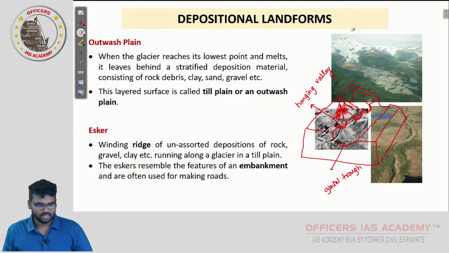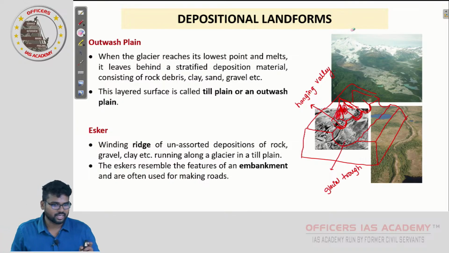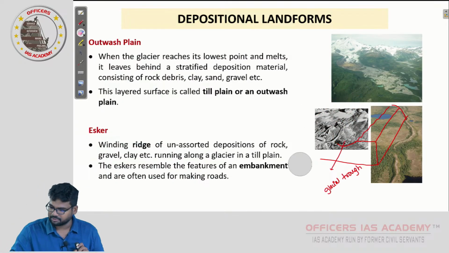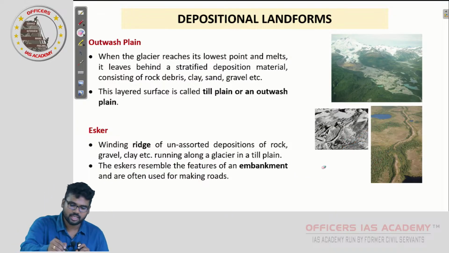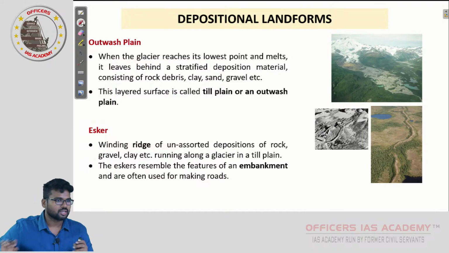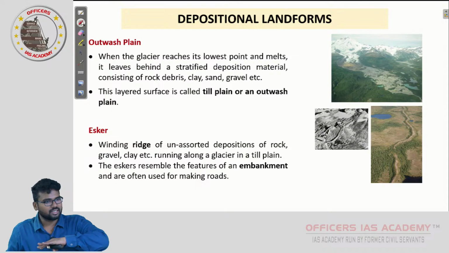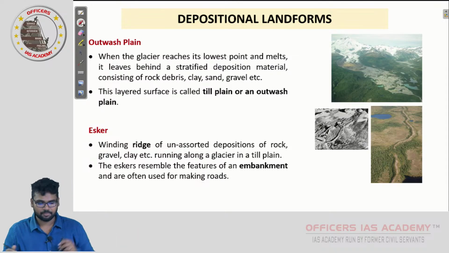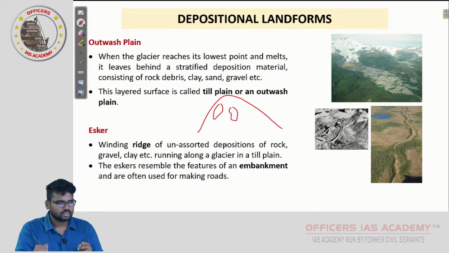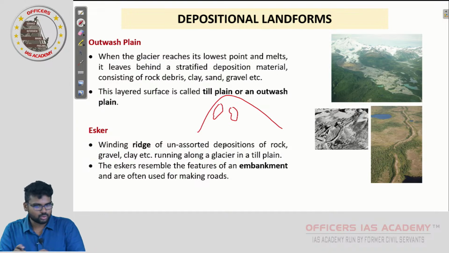Okay then, let's learn about the depositional landforms. First one is outwash plain. Outwashing means that if some relief or some features are there, they are washed out, they are removed, and as a result a plain area is created. Let's say there is a glacial mountain, and from here many glaciers will be doing the erosional activity, coming down the slope.